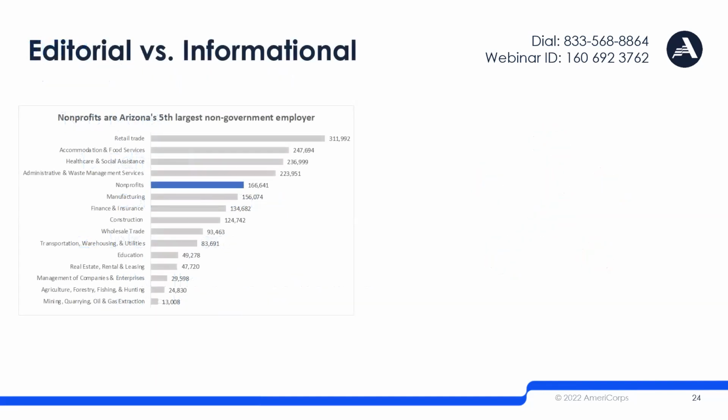Here's an example of the chart we looked at before, showing that nonprofits are Arizona's 5th largest non-government employer. I would call this editorial because it is trying to get a specific point across, because of the title and the way that the visual is designed to draw your attention to a specific point.